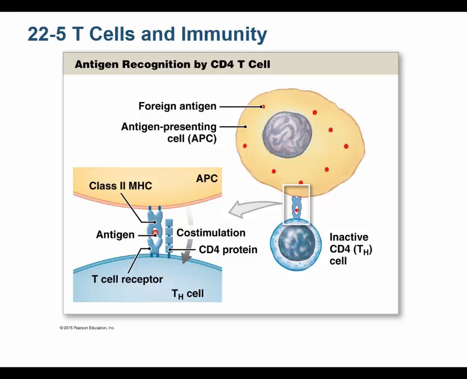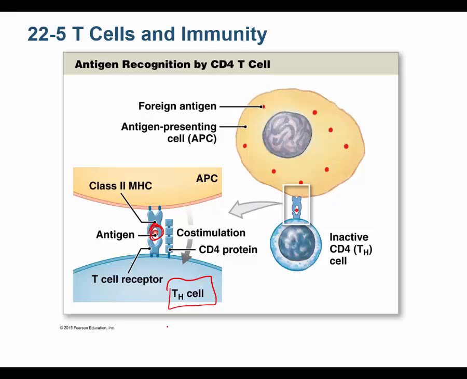Okay. When MHC class 2 molecules are used to co-present the foreign antigen, I just circled the red foreign antigen, CD4 T helper cells recognize it. Now, CD4 T helper cells don't directly kill anything, but they do activate either T cytotoxics or they activate B cells. They activate both of them.